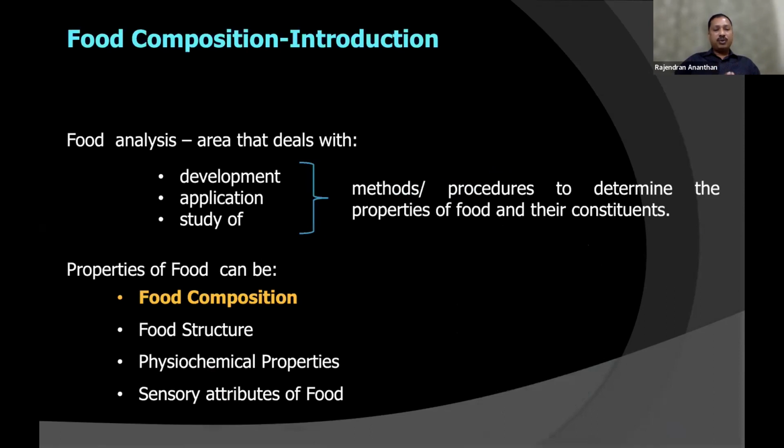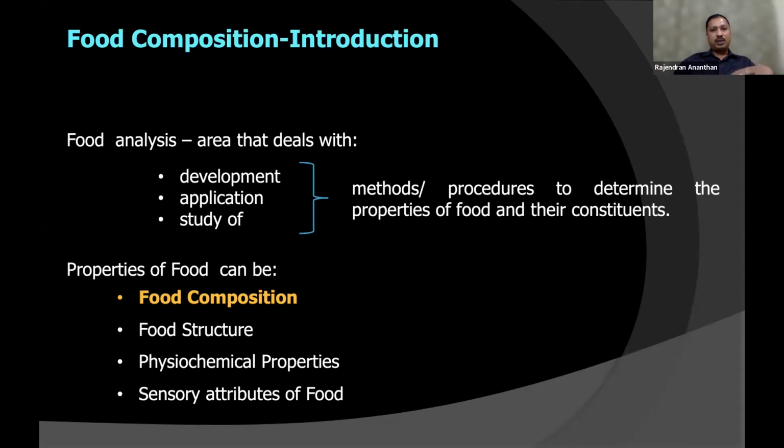If you look at food composition, the foods relevant to the development of various applications, and the study of foods, covering the methods and procedures to determine the properties of food and its constituents, all deal with food analysis. The properties of foods include food composition, the structure of foods, physicochemical properties, and the sensory characterization of foods.